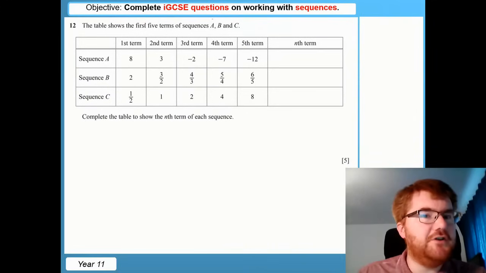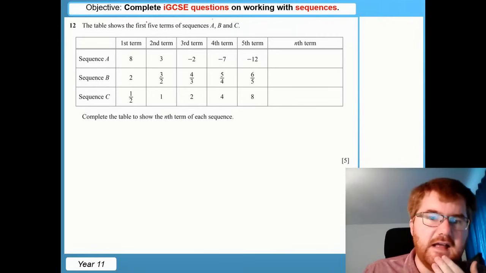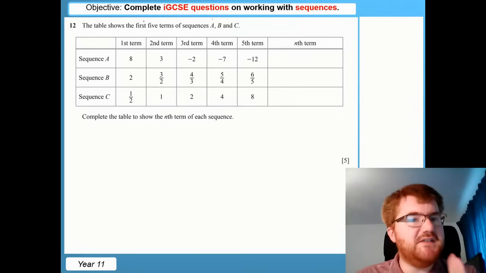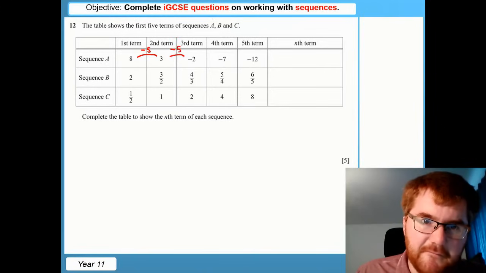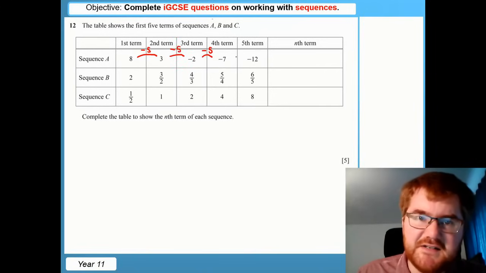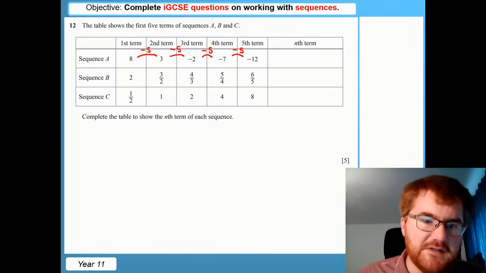All right, on to our last question for today. So this table shows the first 5 terms of a sequence, and we need to work out the nth term of each. So if we start with sequence A, let's see what's happening here. Well, we've got 8 minus 5 is equal to 3, minus 5, minus 5. So it's going to be a nice, easy one to work out for sequence A.